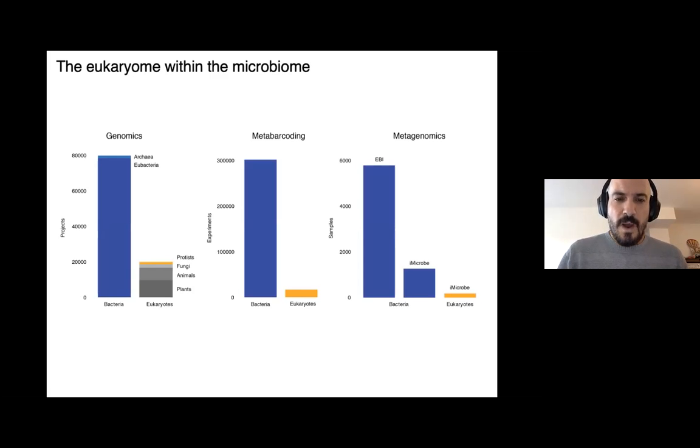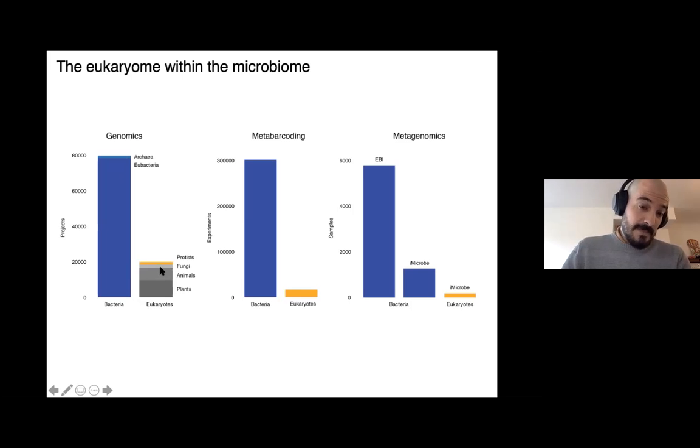And the reason why is reflected here. So this is a meta-analysis we did for a publication in Current Biology in 2017. I forgot to add the reference here. We compiled all the genomic information available for bacteria and for eukaryotes, all the metabolic coding information available for bacteria and for eukaryotes, and all the metagenomic information available for bacteria and for eukaryotes. So you can see here, the difference is huge.